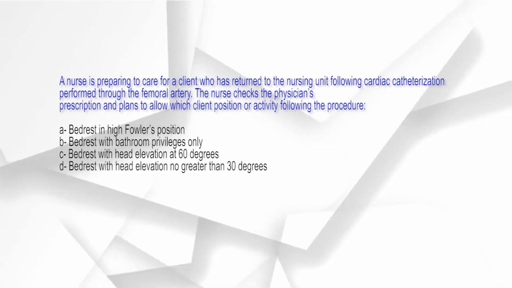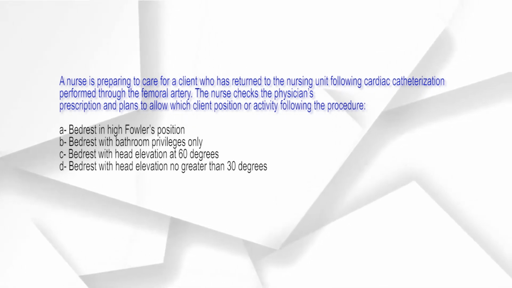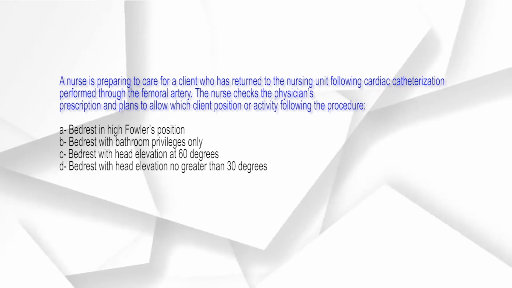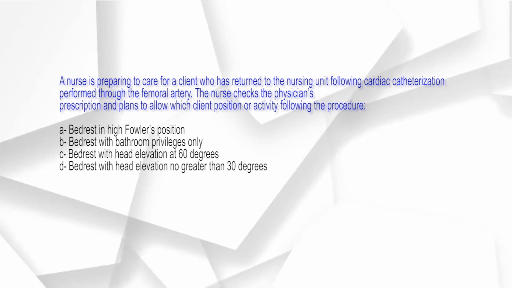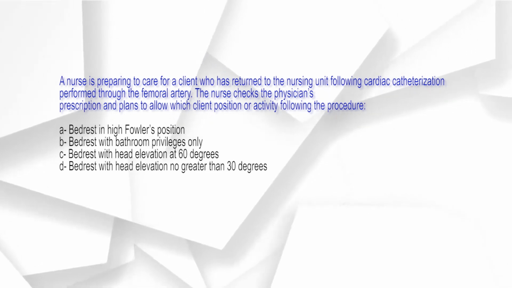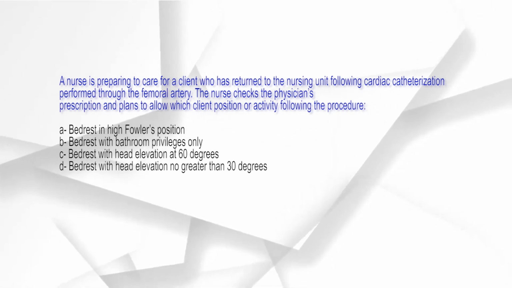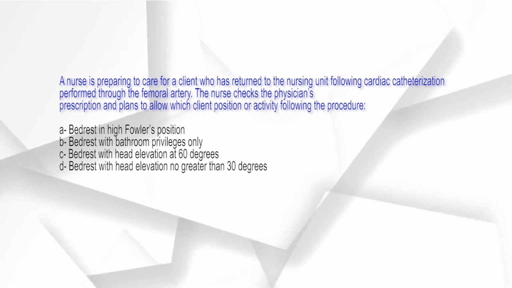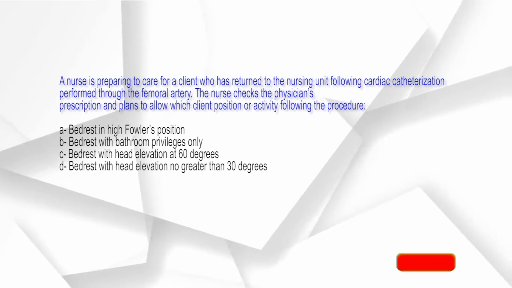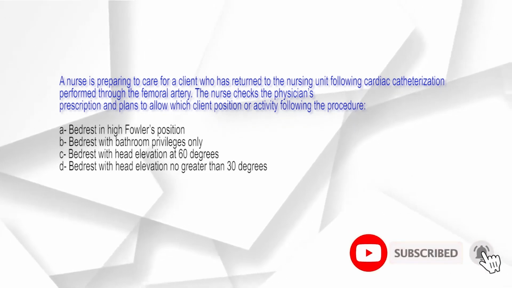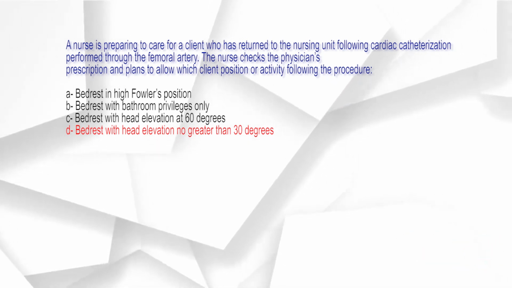Guys, here is the next question. A nurse is preparing to care for a client who has returned to the nursing unit following cardiac catheterization performed through the femoral artery. The nurse checks the physician's prescription and plans to allow which client position or activity following the procedure? The options are A, bed rest in high Fowler's position. B, bed rest with bathroom privileges only. C, bed rest with head elevation at 60 degrees. D, bed rest with head elevation no greater than 30 degrees. And the correct answer is option D, bed rest with head elevation no greater than 30 degrees.